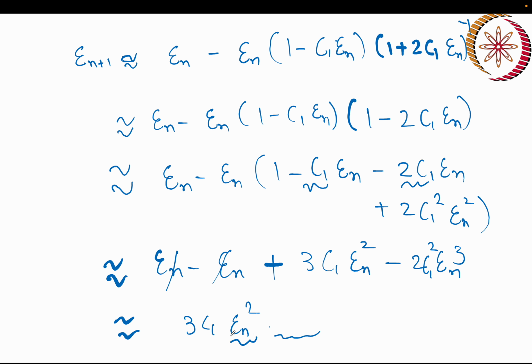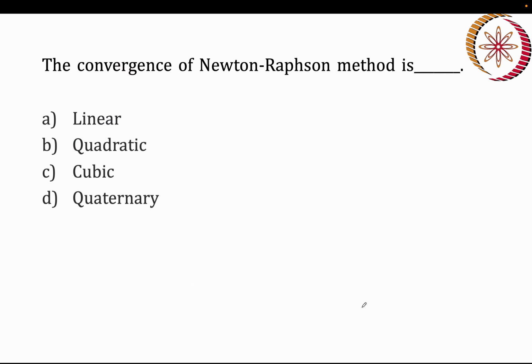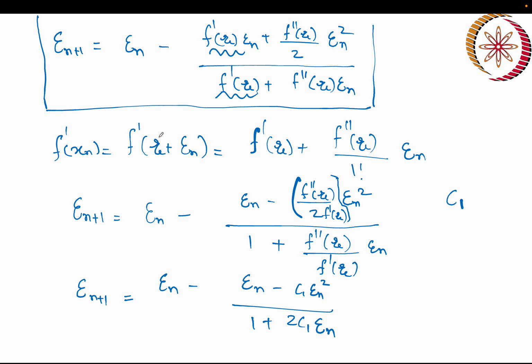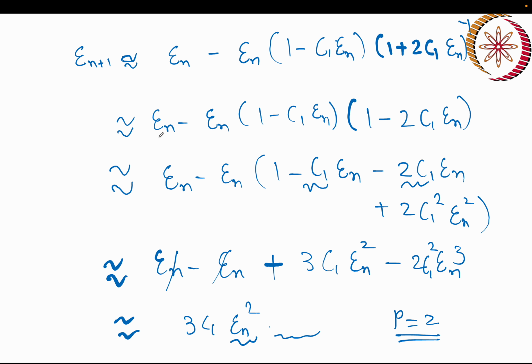You can see that the first leading order term is epsilon n square, so the order of convergence p is equal to 2. That is nothing but quadratic. So the order of convergence for the Newton-Raphson method is quadratic. Okay, I hope this is clear. So we will go to the next question.